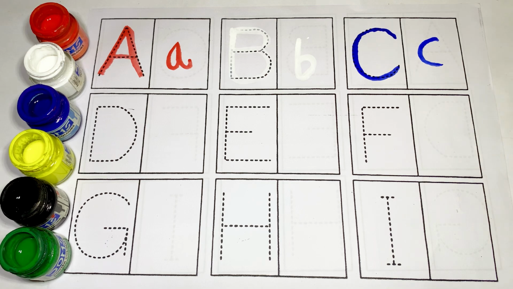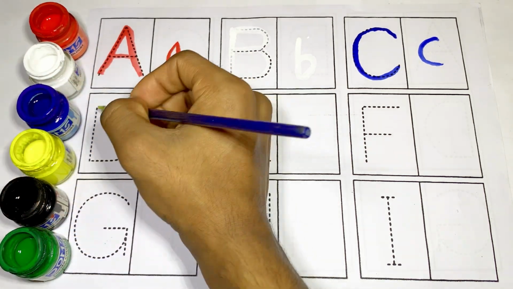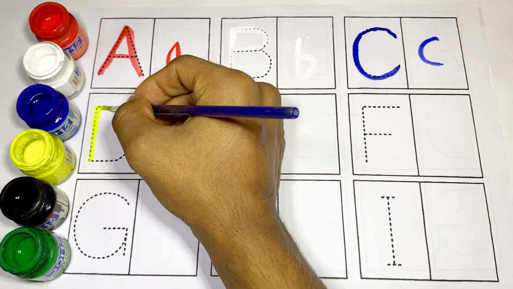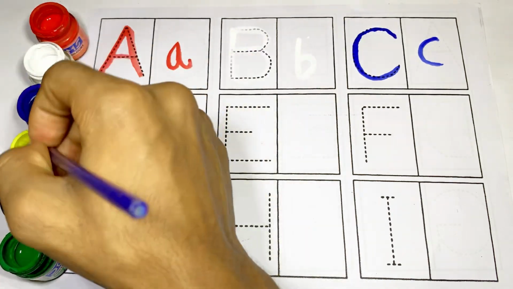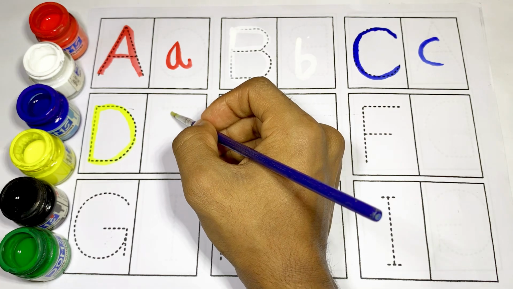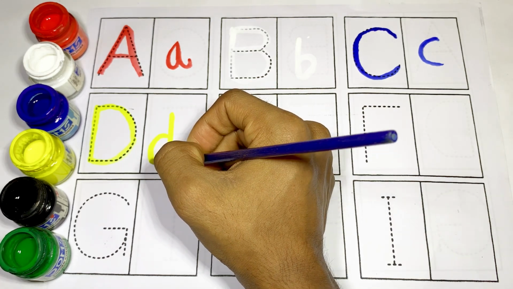Small alphabets. Kids, now D. D for dog, D for doll, and use yellow color. Big alphabets. Kids, again use yellow color and draw D. D for dog, D for doll.